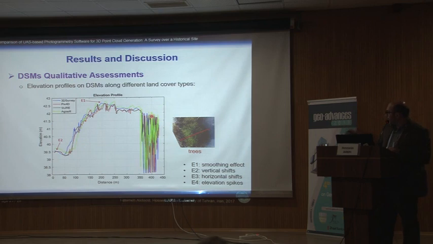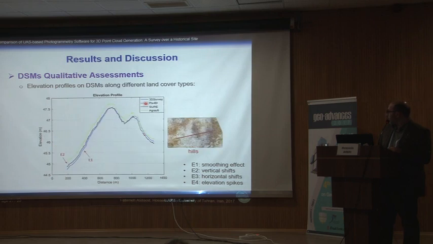Another area is the vegetation area, where the comparison is a bit hard, but just a little we could see that still the Agisoft is higher than the others. In the hilly area, we will see those effects again. You see that again Agisoft is higher, the 3D survey is a bit lower, and Pix4D and Shore are closer to each other.